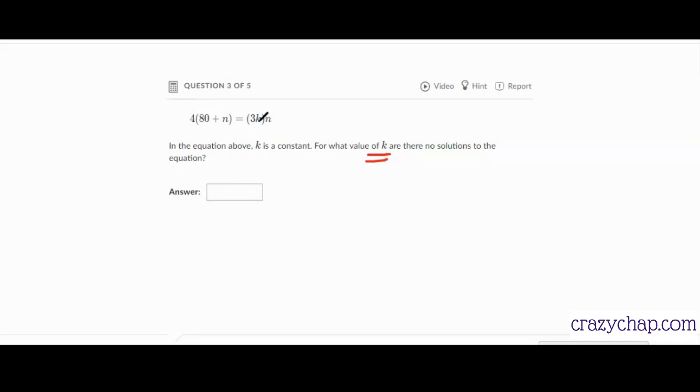So to have no solutions, it means, while solving for n, we'll solve for n first of all. 4 will multiply with 80 and with n. Let's solve it. So 320 plus 4n is equal to 3kn. And we bring 4n this side because we have to solve for n. We'll get the value of n first of all.